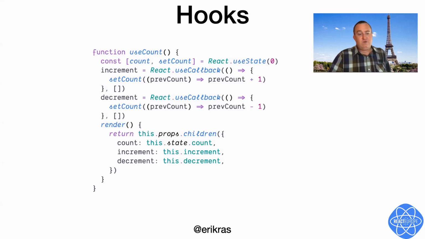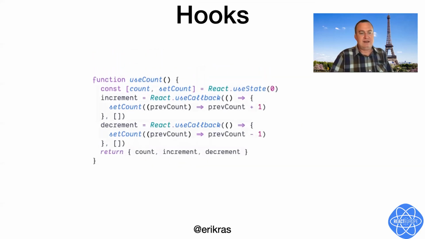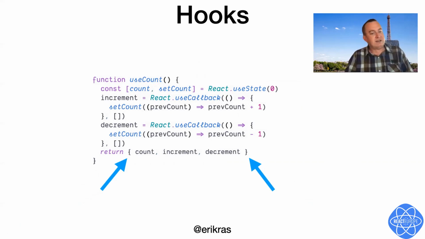And then, rather than render anything, we're just going to return our count, increment, and decrement values. Now, note here that we are passing back the values in an object as named keys. But another common practice with hooks is to return what's called a tuple, like this. And really, it depends on your use case, which is better API for your consumer. There are times to use one and times to use the other. You have to consider it on a case-by-case basis.